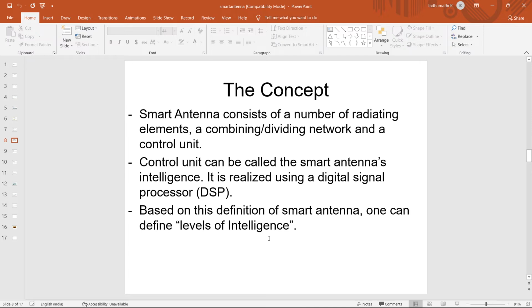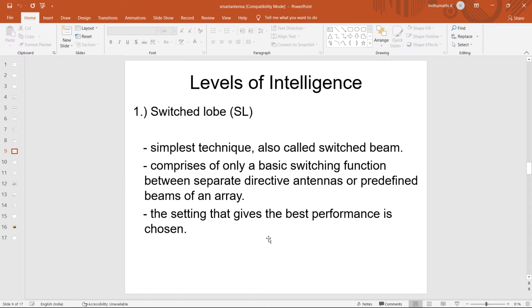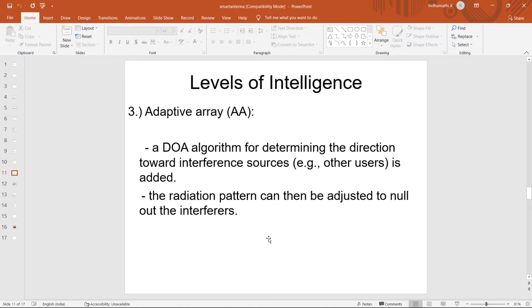So the concept is that a smart antenna consists of a number of radiating elements, a combining or dividing network, and a control unit. The control unit can be called the smart antenna's intelligence. It is realized using a digital signal processor using many filtering methods. Based on this definition of smart antenna, one can define levels of intelligence with smart antennas. As the smart antenna has a number of elements with the control unit making the wave pattern in one particular direction, we may call these levels of intelligence. The levels of intelligence are of three types: switched lobe, dynamically phased array, and adaptive array.